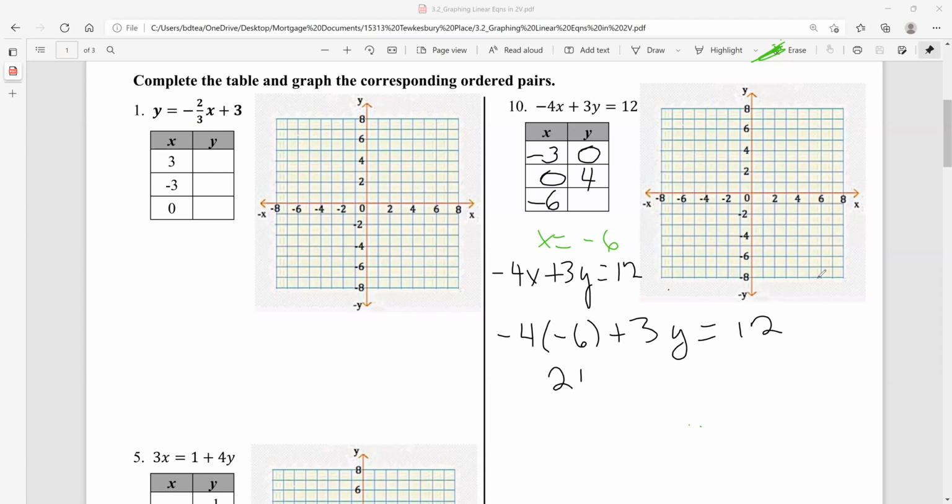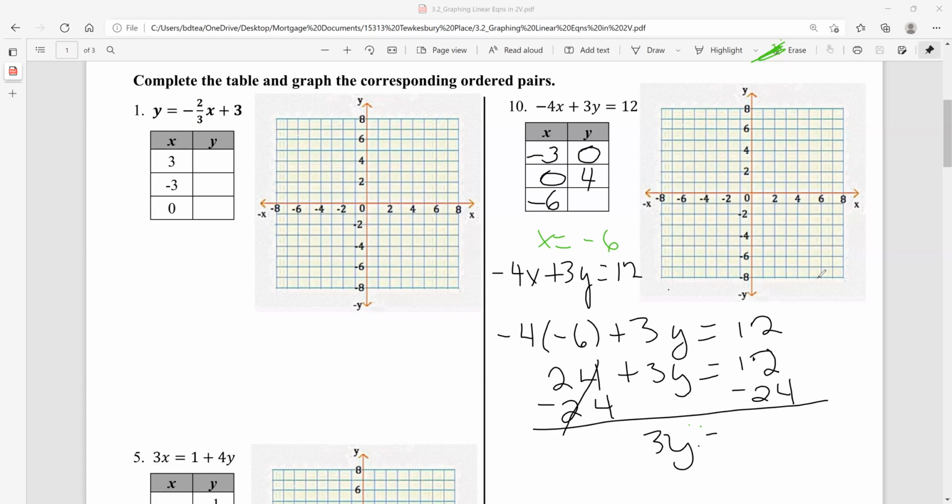So then we have 24 plus 3y equals 12. Subtracting 24 from both sides. Again, now we're solving the linear equation. We have 3y equals -12. Divided both sides by the same sign coefficient, y equals -4. So when x equals -6, y is -4. And then we're just going to plot these points here.